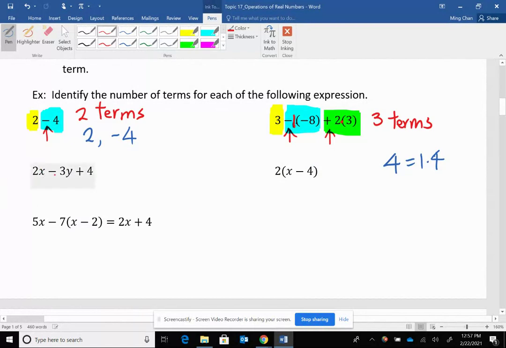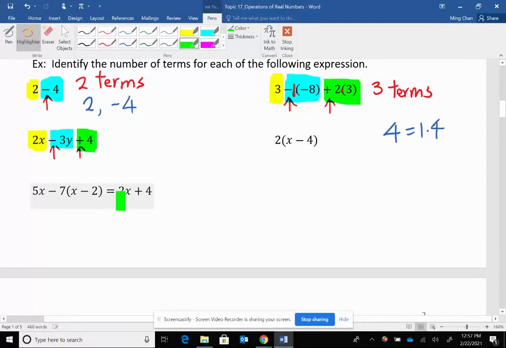All right, 2x minus 3y plus 4. I say minus and I say plus, so I use the addition and subtraction signs outside the parentheses to separate my terms. My first term is 2x. My second term has to be the negative 3y. The subtraction sign goes with the term that follows. Behind the plus sign, that 4 must be a term, and the plus sign goes with the 4, so that will be positive 4.